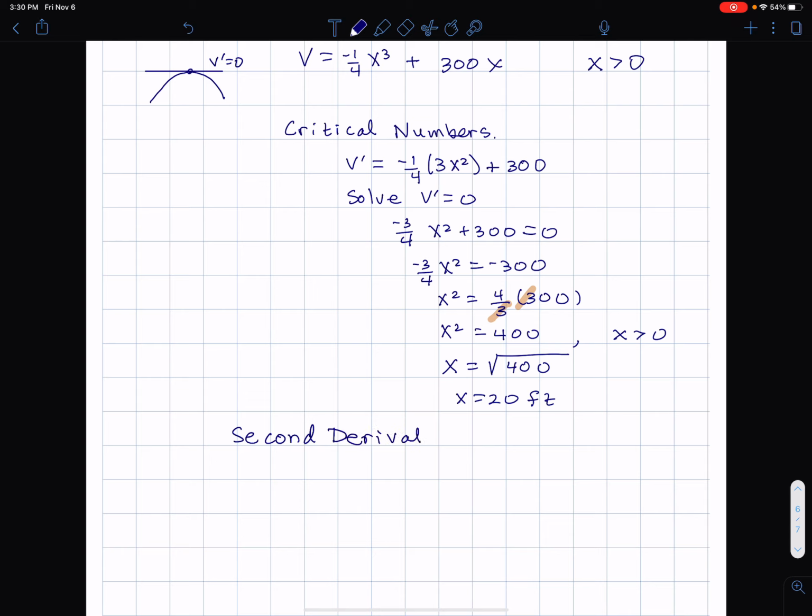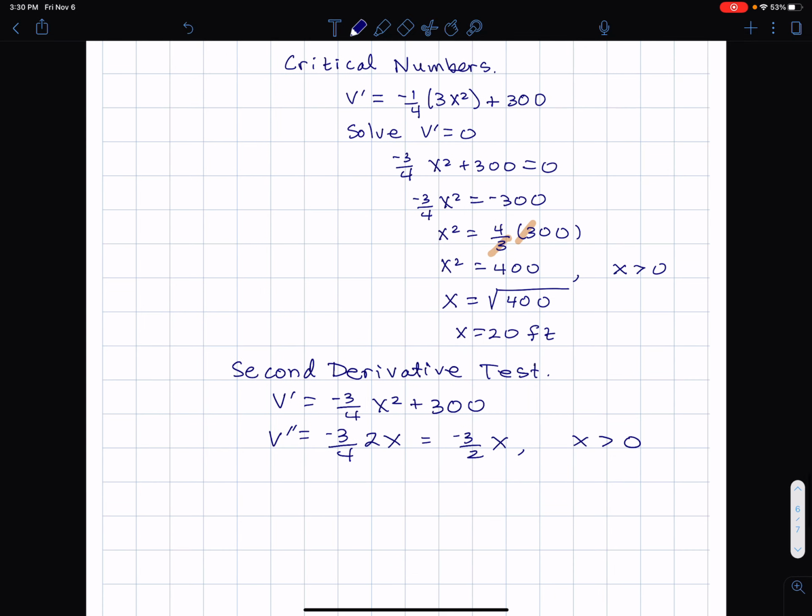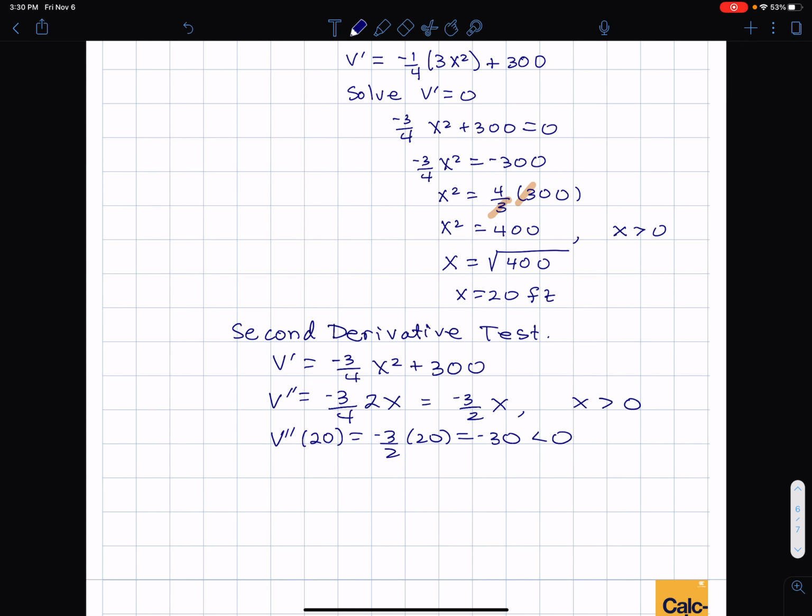which is called the second derivative test. What we do is we simply take one more derivative of our function. The first derivative is negative 1/4 times 3x squared plus 300. I'm going to take another derivative, which is one of the reasons I'm doing it is easy. If it were difficult to do, I'd probably figure out some other method. Now the second derivative, and I'll just plug in 20, which is my critical number. What do I get? Negative 30. Well, v double prime is less than 0.